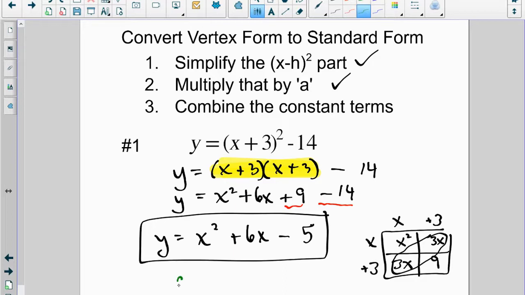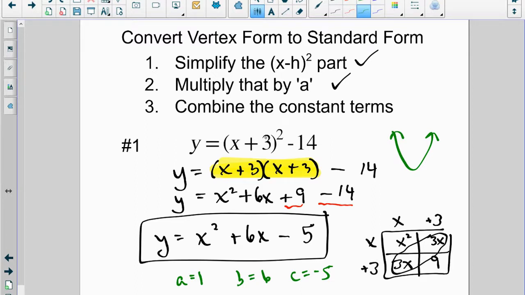And just for a review, a would equal 1, b would equal 6, and c would equal negative 5. So we can tell here that because a equals 1, this parabola would open up. It would be like one of these. We can also tell that it would cross the y-axis at negative 5 because that is our y-intercept value, our value of c. And if we wanted to do a little work, we could find the vertex.